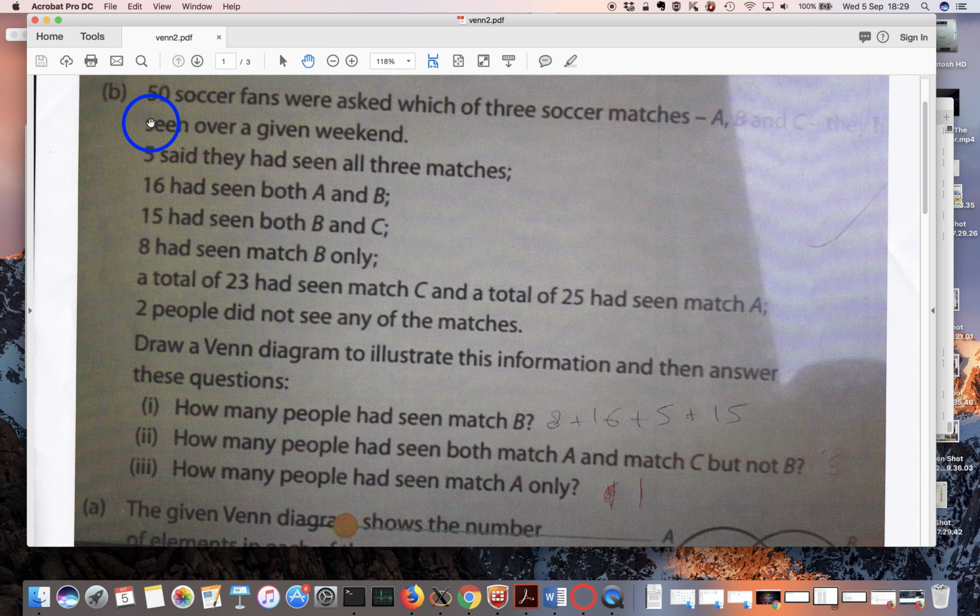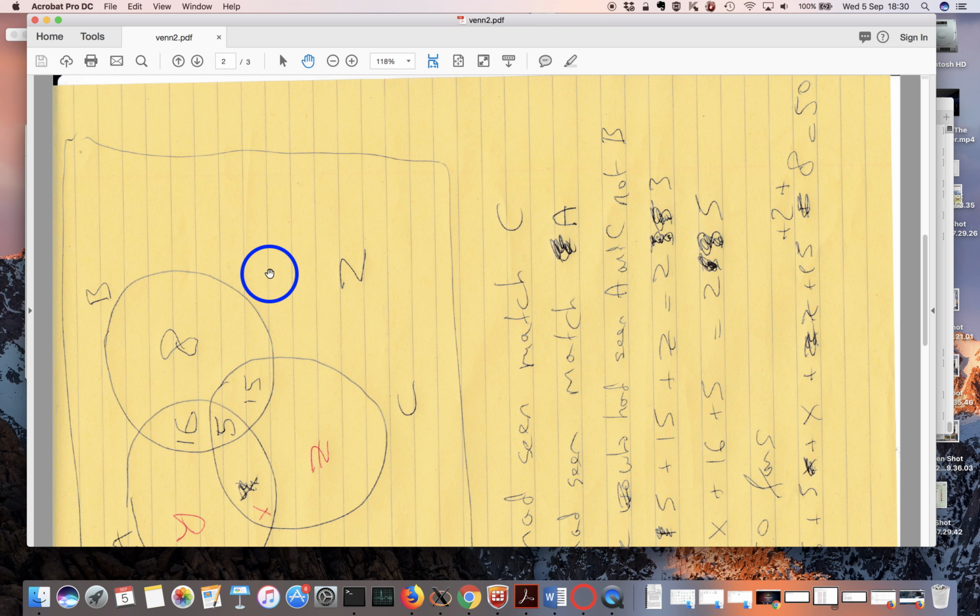Okay, so this is a work example of a Venn diagram problem. In this case, we have 50 soccer fans, and they're asked which of the 3 soccer matches A, B, and C they saw over a given weekend. You're given some information that 5 have been to all 3 matches, and 16 have been to both A and B. The idea is to draw a Venn diagram to incorporate all this information in a visual manner, because having it in sentences is not always very clear. So let's do that on the next slide.